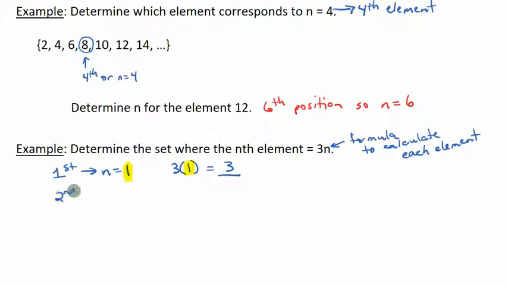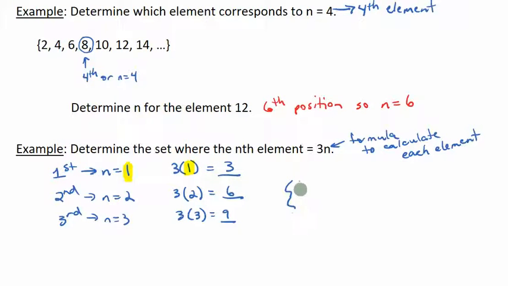The second element is when n equals 2. So I take 3 times 2, and I can see that my second element is 6. My third element is when n equals 3, so I multiply 3 by 3, and I get 9. And you can start to see you're simply going to get the multiples of 3. So 3, 6, 9, 12. There's an established pattern, so I can do my dot, dot, dot.